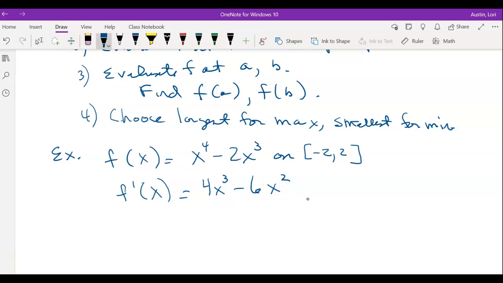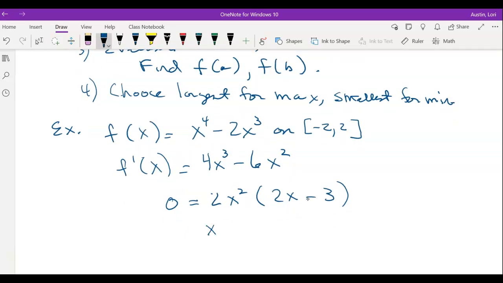Go ahead now and set it equal to 0. I am going to factor. Yeah. So does that leave me 2x minus 3? Set each factor equal to 0. So I have x equaling 0, and I believe that would be 3/2 for the other one, correct?